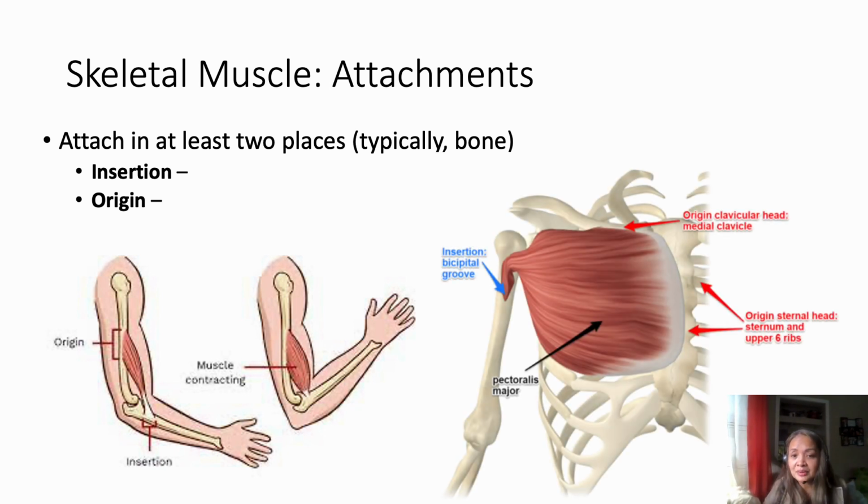Here's another example. This is the pectoralis major muscle. Bone attachments, you could see it's attached to the humerus, it's attached to the sternum, the ribs, and also the clavicle. So the bone that moves would be the humerus, that will be therefore your insertion, and the rest are fixed, so those are all your origins.